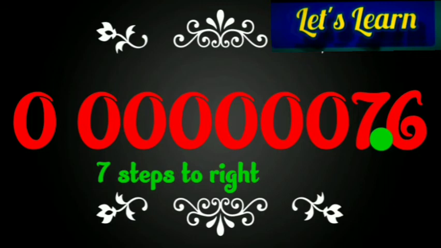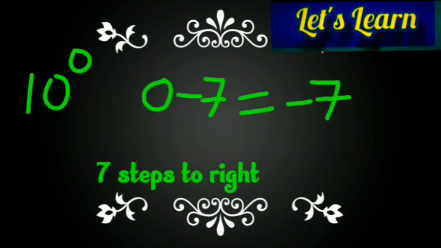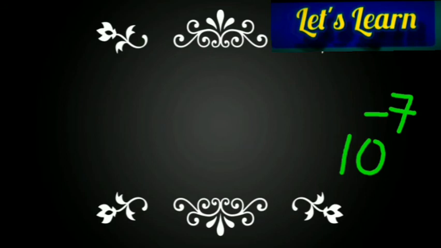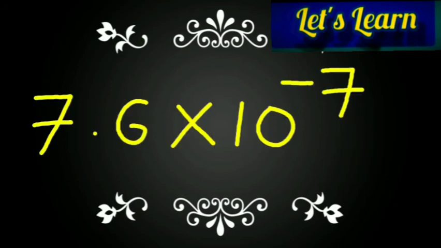It moved 7 steps to right. Since it moved 7 steps to right, we have to subtract the power. That means previously it was 0, 0 minus 7, which becomes minus 7. So now the power becomes 10 to the power minus 7. And basing on this, the resultant number in standard form will become 7.6 into 10 to the power minus 7.